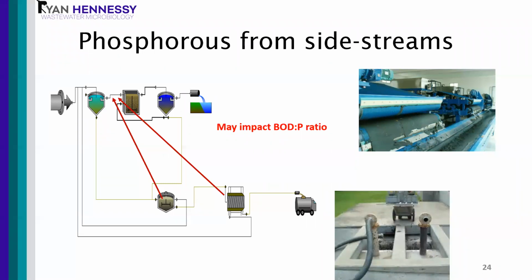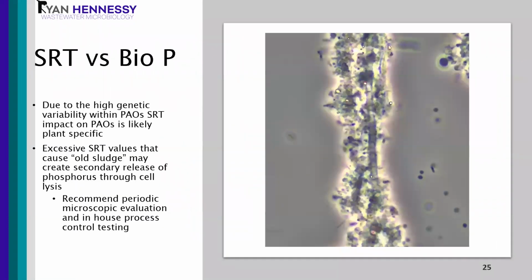There is some phosphorus from side streams that we have to take into consideration. So sludge dewatering and centrate from anaerobic processes are generally going to be really high in phosphorus, and that can change that BOD to P ratio. And if we have too much phosphorus carryover, even if we have BioP, we can end up with more left over in the effluent. So there's different ways to look at that, and it's oftentimes very plant specific.